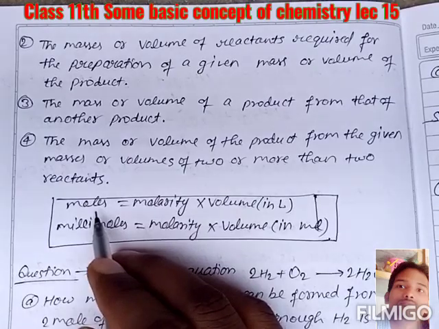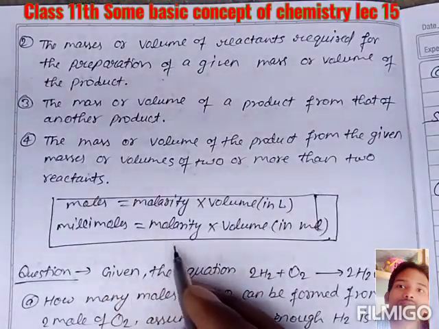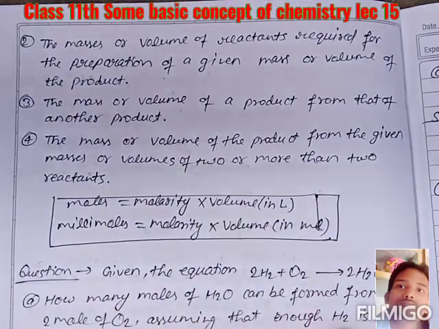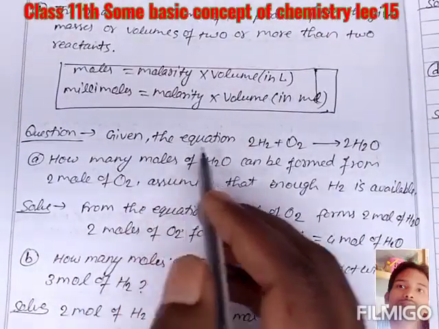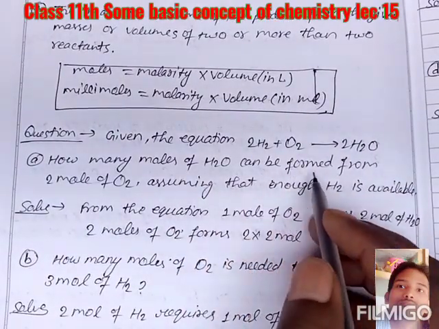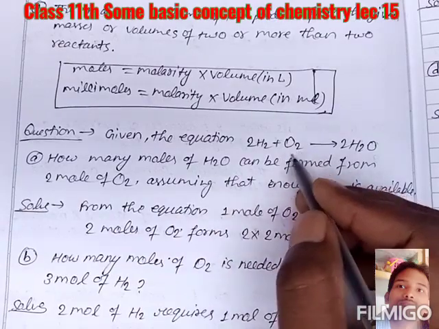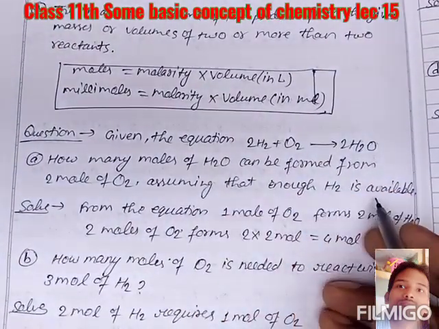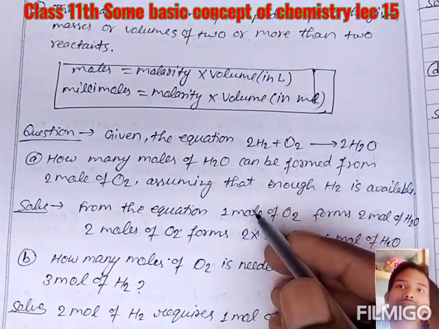For knowing about the moles: moles is equal to molarity into volume in liters, and millimoles is equal to molarity into volume in milliliters. Now we are going to discuss the questions. Given the equation 2H2 plus O2 gives 2H2O, how many moles of water can be formed from 2 moles of oxygen, assuming that enough hydrogen is available?